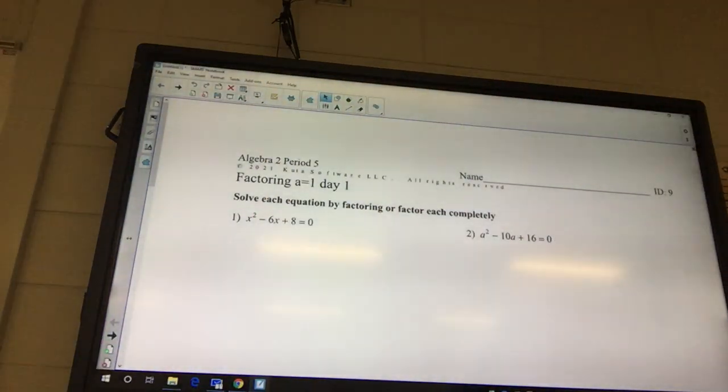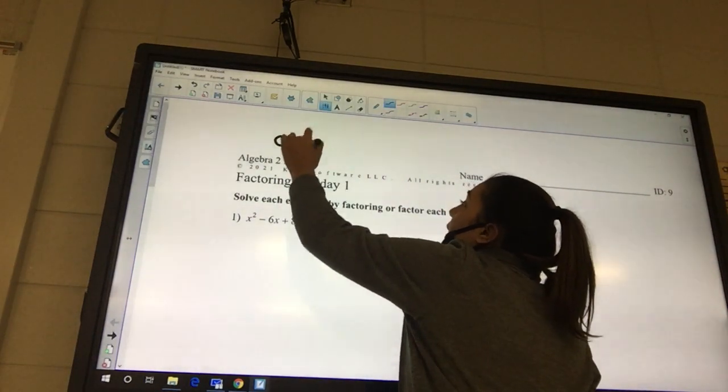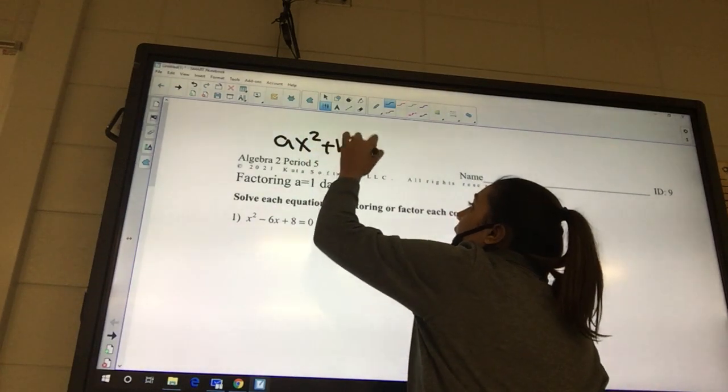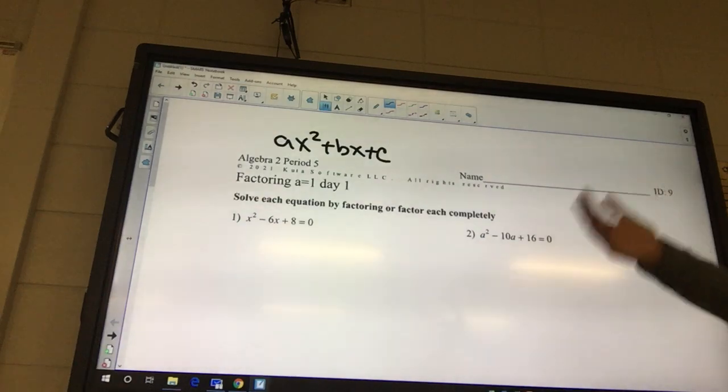Okay? There's many different types of factoring. If you look at this, this is an equation in standard form, kind of what we were doing the other day. We have ax squared plus bx plus c, okay? And that was when we could identify what was our a, b, and c.